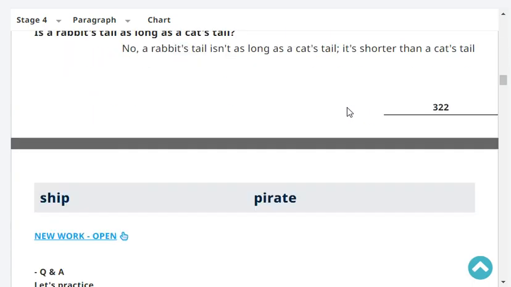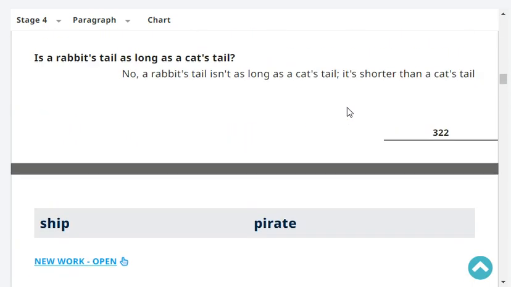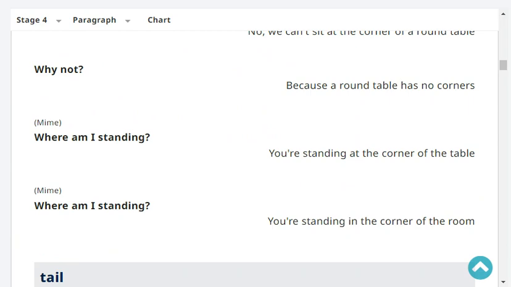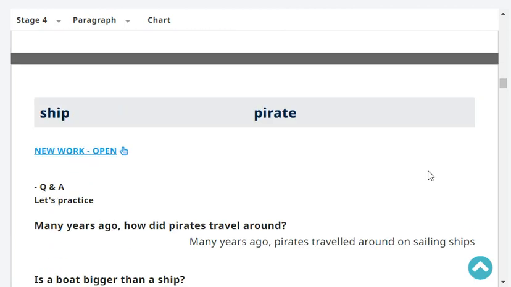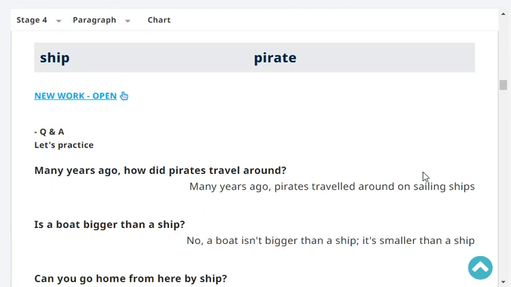Let me just scroll down. Page 329, number 23. Okay, here we go. First question. Many years ago, how did pirates travel around? Many years ago, pirates traveled around on sailing ships.